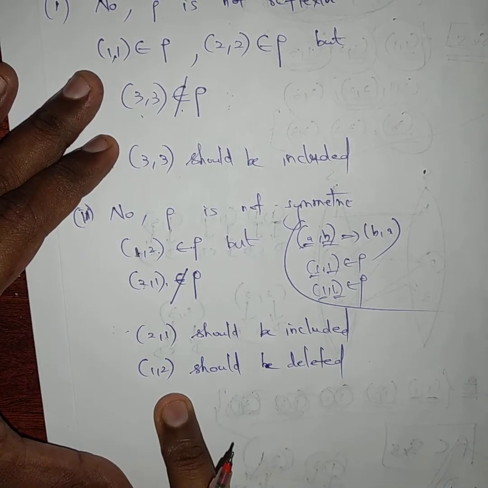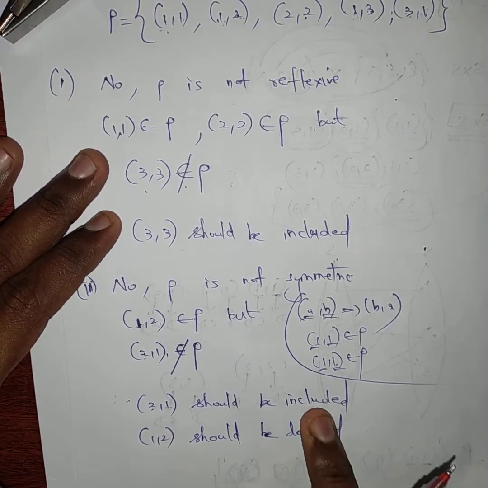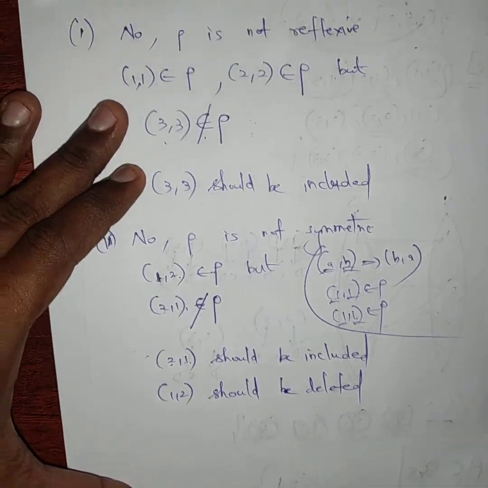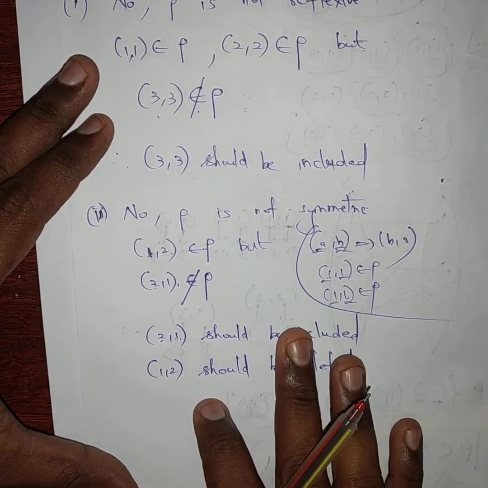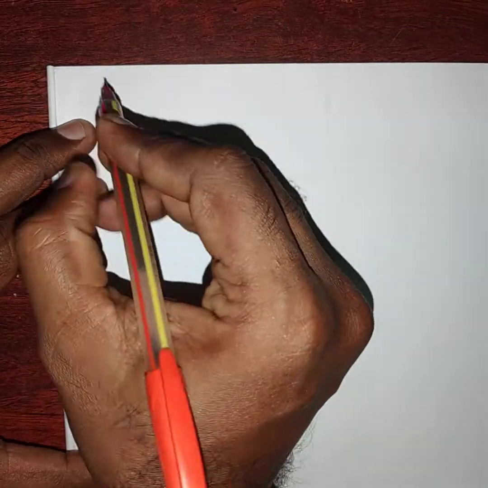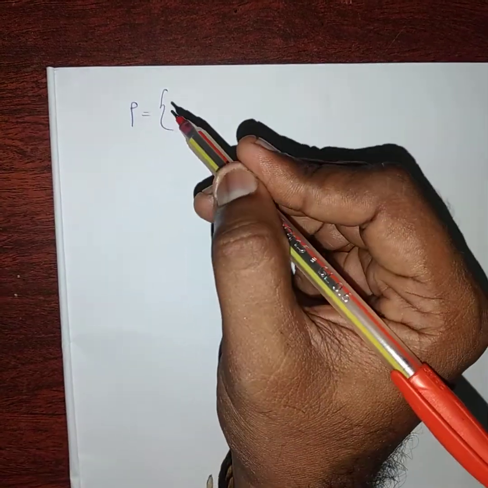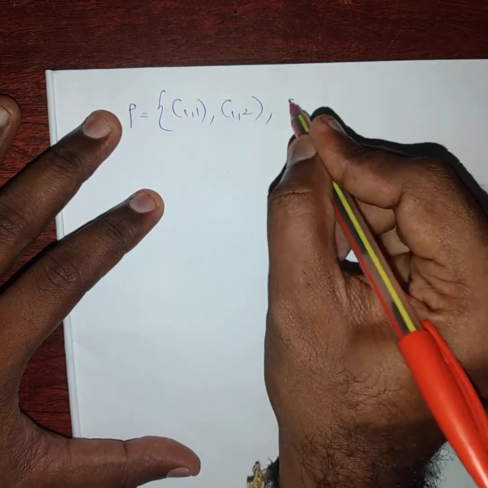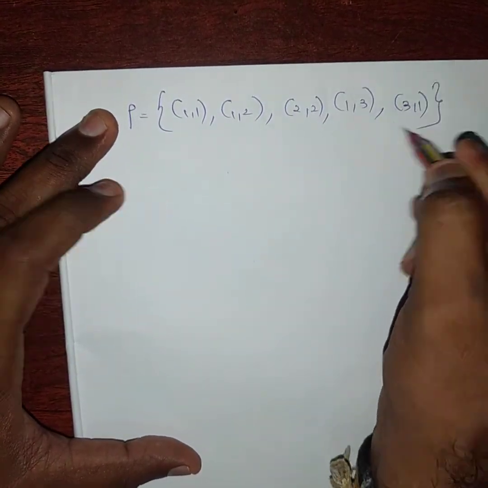If I delete 1 comma 2, then R can be symmetric. If 2 comma 1 is included, R is symmetric. If 1 comma 2 is deleted, R is symmetric. There are two choices, deletion or inclusion. So no problem, this is the second subdivision. Next I am going to move towards the third subdivision. Before writing the third subdivision, I will write R, it is very useful for me. What is the R given here? 1 comma 1, 1 comma 2, 2 comma 2, 1 comma 3 and 3 comma 1.